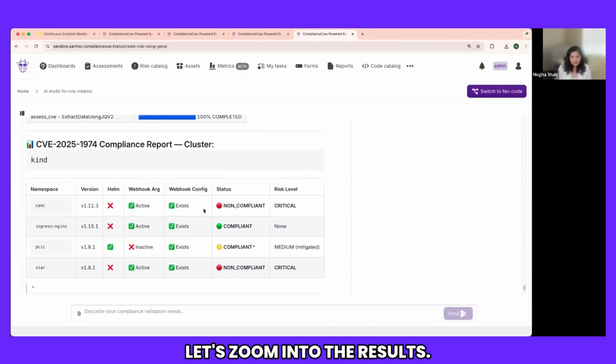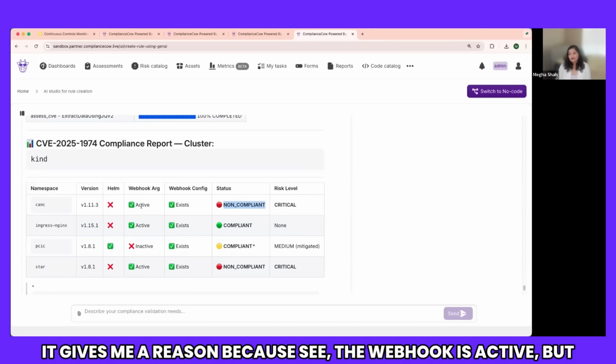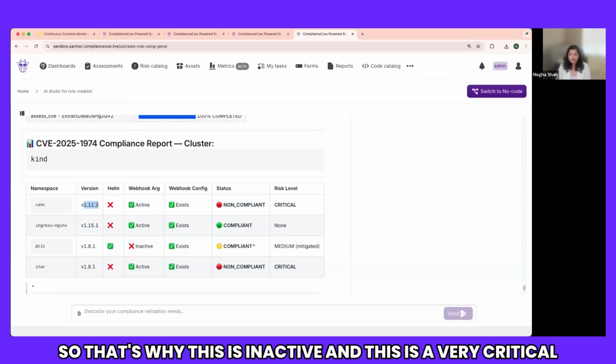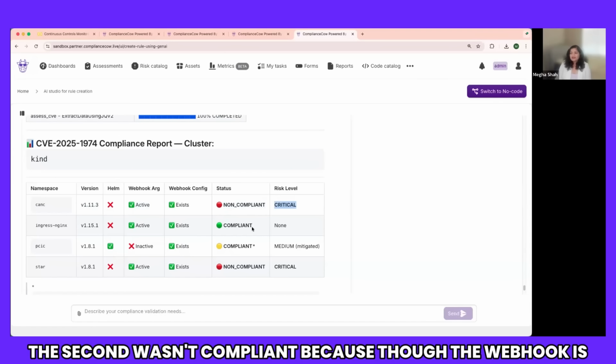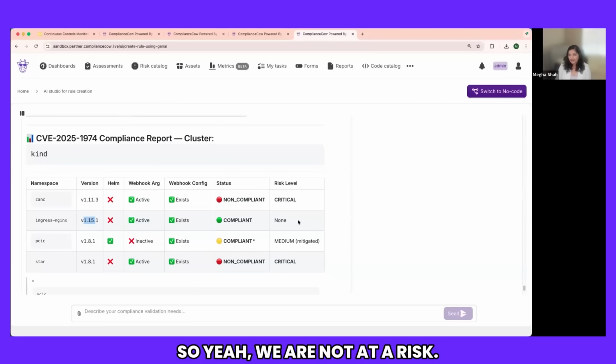Let's zoom into the results. The first one is about a namespace. It says it's non-compliant. It gives me a reason: the webhook is active, but the version is not up to mark. So that's why this is flagged, and this is a very critical risk. The second was compliant because the webhook is active and it has a good version. It is up to mark. So yeah, we are not at risk.